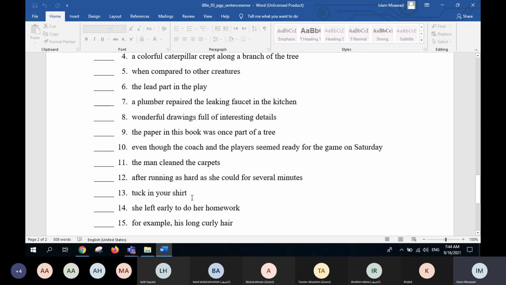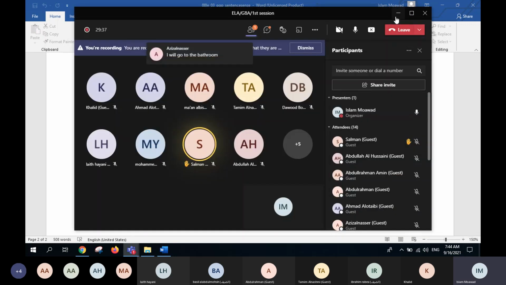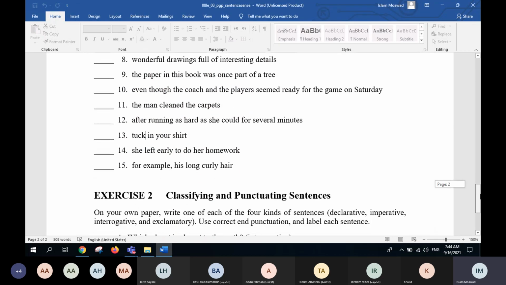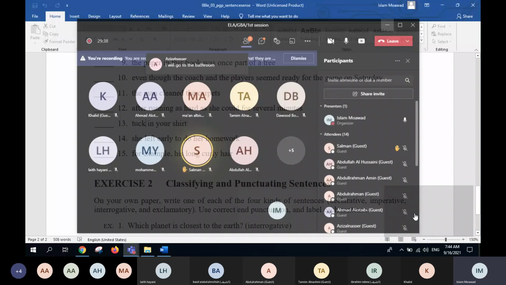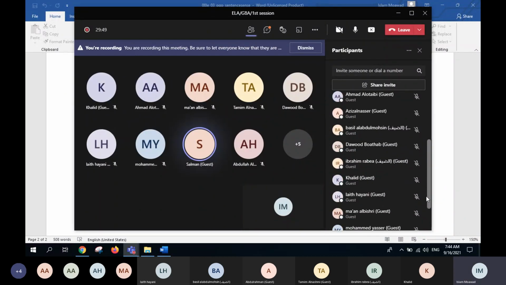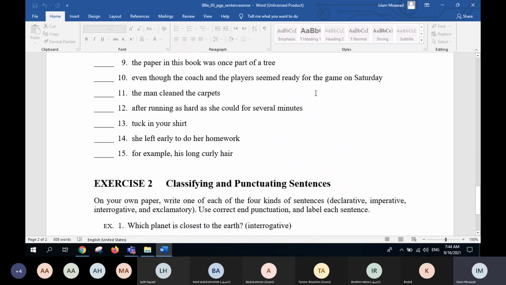Tuck in your shirt. Tuck in your shirt. What is the thing that's tucked in your shirt? It's a fragment, so the meaning is not complete. Yeah. Ali, okay, 14. Yeah, sentence. So number 14 is a sentence, and number 15 for Salman. Yes, teacher. 15. For example, capitalize the F in the first word.